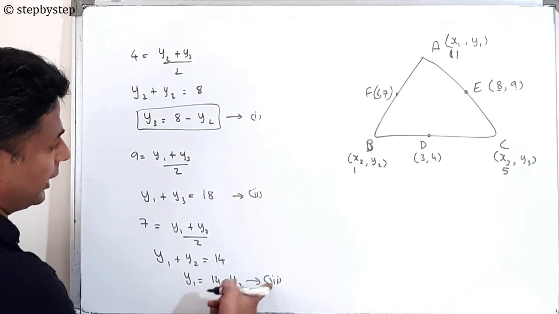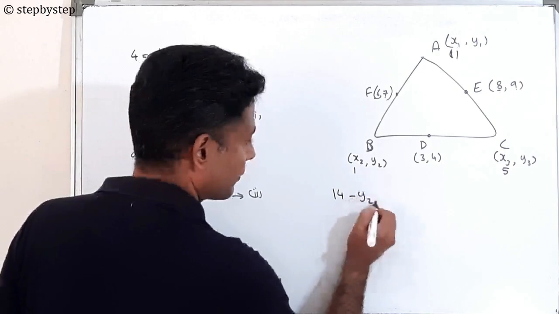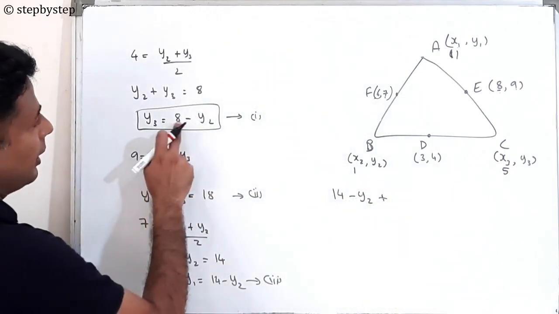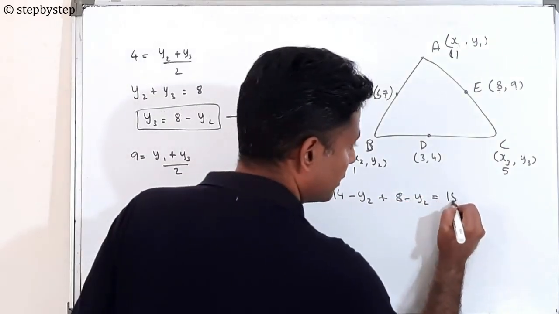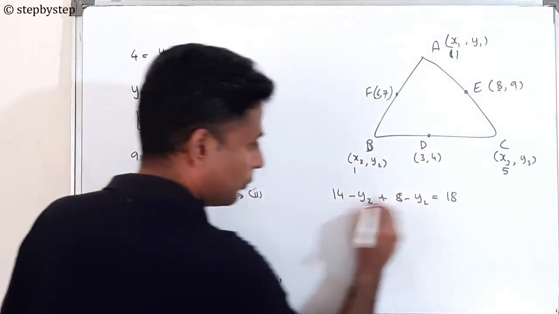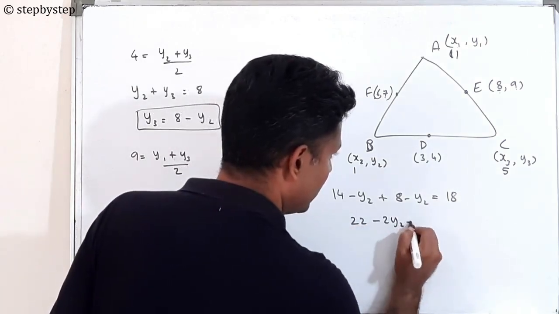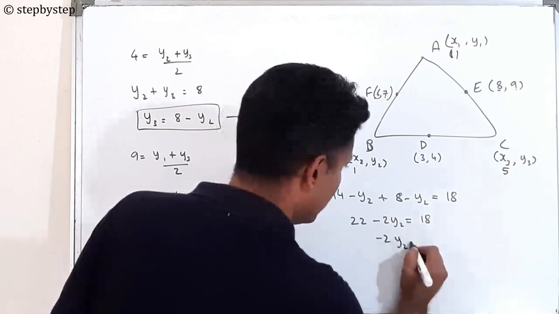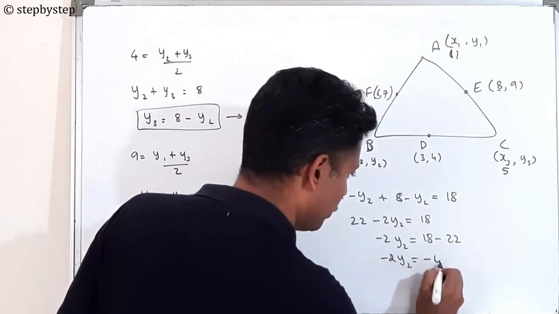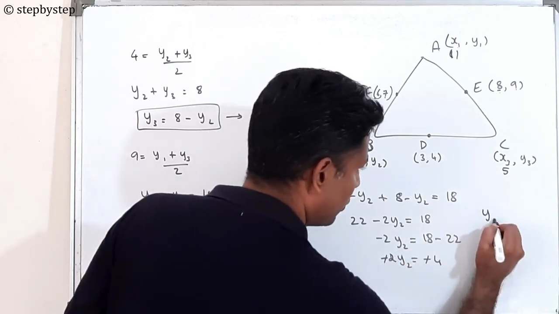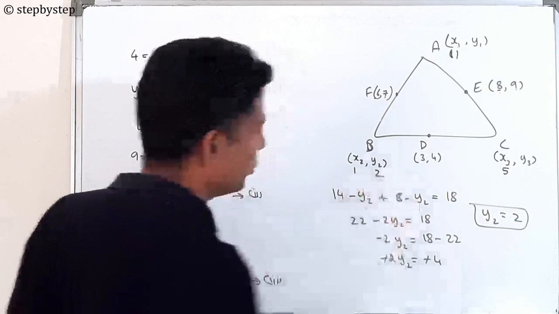Now substituting the third and first one in the second one. What is y1? 14 minus y2, plus what is y3? 8 minus y2, equal to 18, right? So we substituted these two in this. So we got only one unknown, that is y2. So 14 plus 8, 22 minus 2y2 equal to 18. So minus 2y2 equal to 18 minus 22. So minus 2y2 equal to minus 4. The minus sign cancels. So what will be y2? 4 by 2, that is 2.